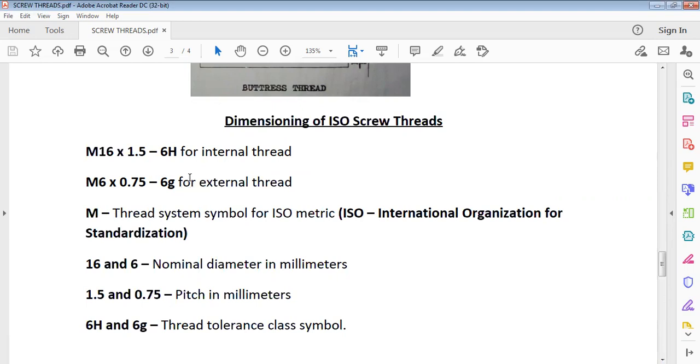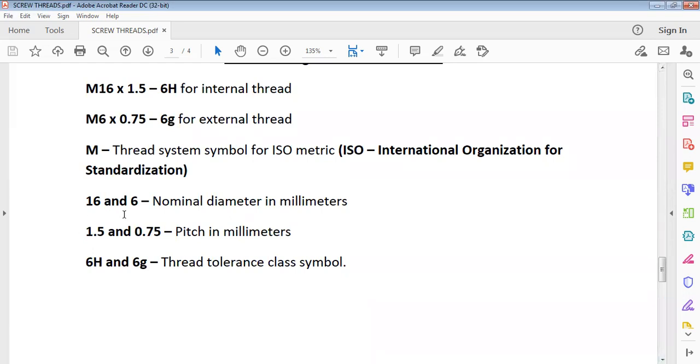Then what is the meaning of all these things that we have here? So M represents the thread system symbol for ISO metric thread, and ISO simply means International Organization for Standardization. And then the 16 and 6 represent the nominal diameter in millimeters, and 1.5 and 0.75 represent the pitch in millimeters. 6H and 6G represent the thread tolerance class symbol. So those are the meanings of all this information put here.